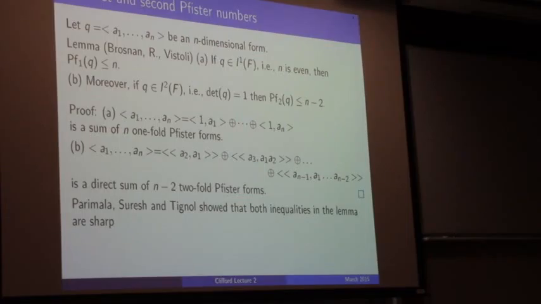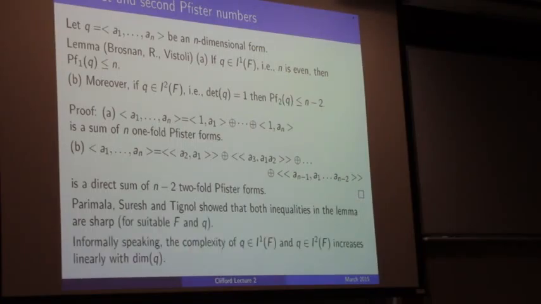So Parimala, Suresh, and Tignol showed that both inequalities in the lemma are in fact sharp, that in general one can't represent these forms as sums of Pfister forms with fewer summands. So informally speaking, I'm thinking of these Pfister forms as basic building blocks, and the complexity here only increases linearly with the dimension.